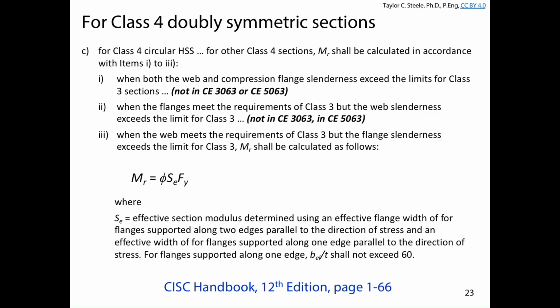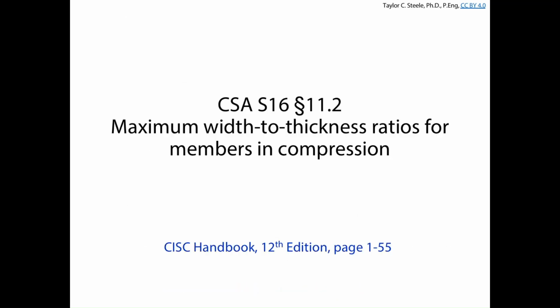The one thing I'll show you here is that if the web is still class 3 but the flange doesn't meet class 3 requirements, we're going to look at basically an effective section modulus in a similar manner as to how we looked at an effective area for the compression members previously, and I'll show you how to go through those calculations.